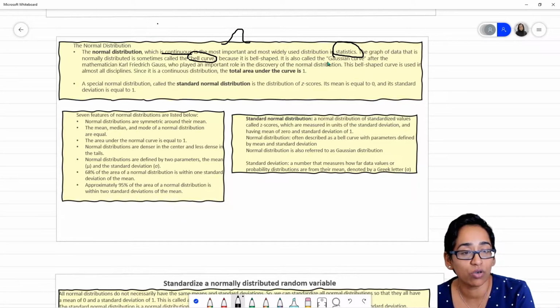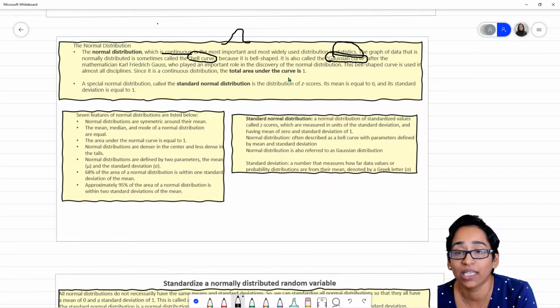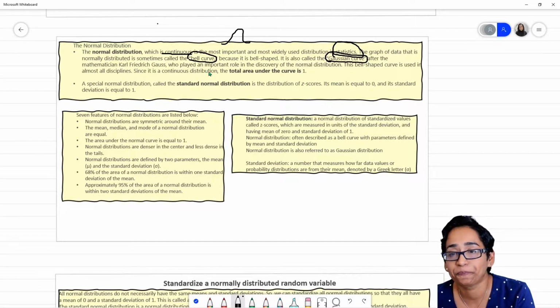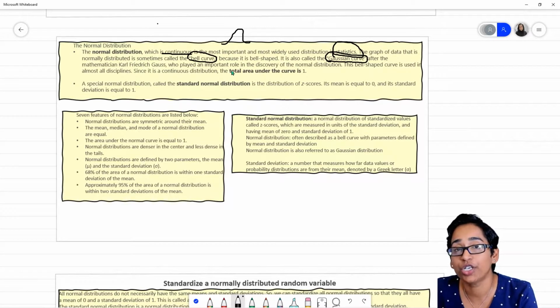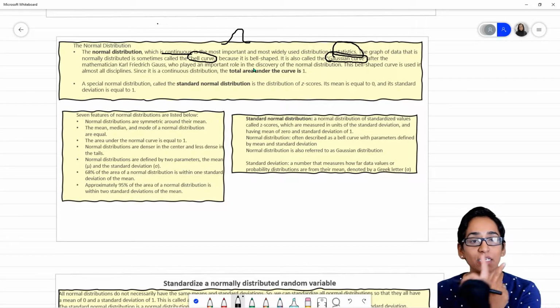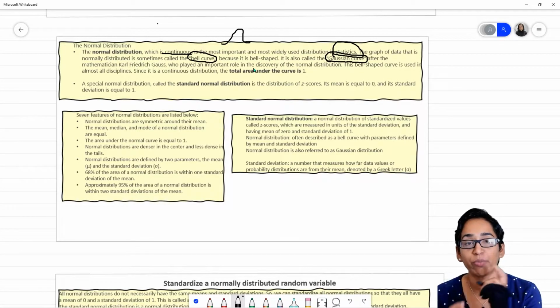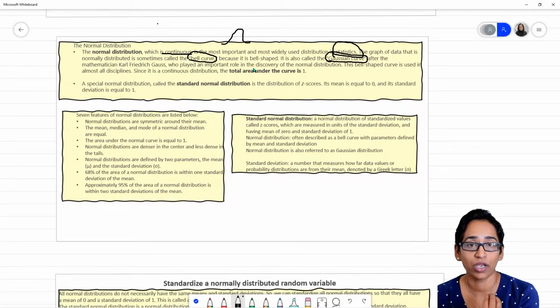And it's also called the Gaussian curve, named after the mathematician who played an important role in discovering this particular distribution. All right. And because it is a distribution of a continuous random variable, we always talk in terms of area and probability. Remember, probability is nothing but your area under the curve.